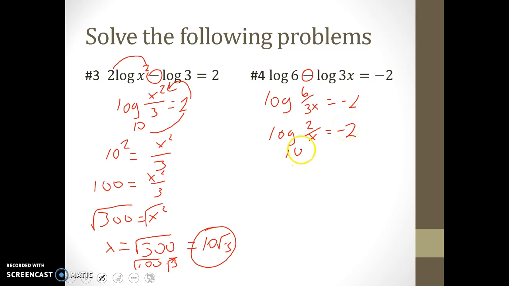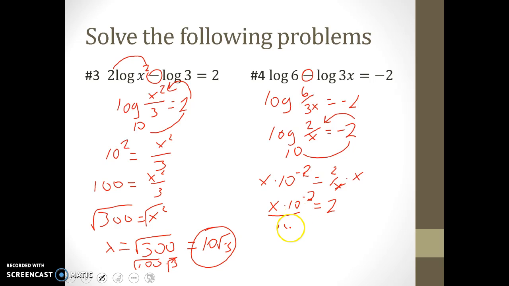Well, it's a common logarithm, so the base is 10. So that means 10 to the negative second power is equal to 2 over x. So I want to get this x in the numerator. I'm going to multiply both sides by x. So we have x times 10 to the negative second power is equal to 2, because these x's canceled out.